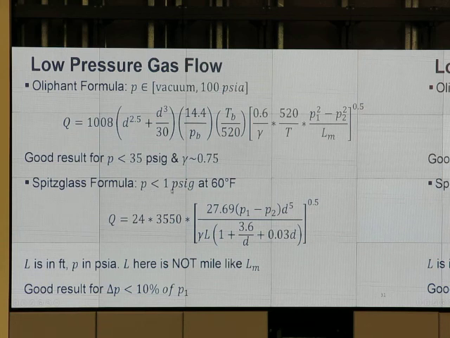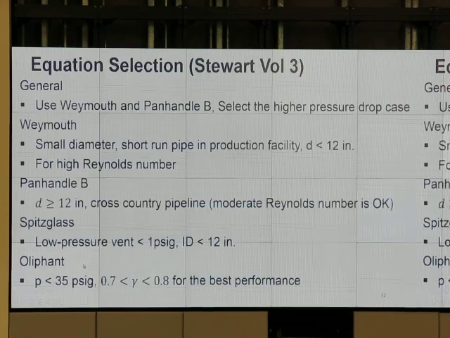Spitzglass formula: pressure less than 1 psig at 60 F. So that's the formula, and in Spitzglass, L is in feet, P is in psia. It gives good results for delta P less than 10% of P1, a small pressure drop. So there are all kinds of equations to use. Your task is to memorize when to use what.